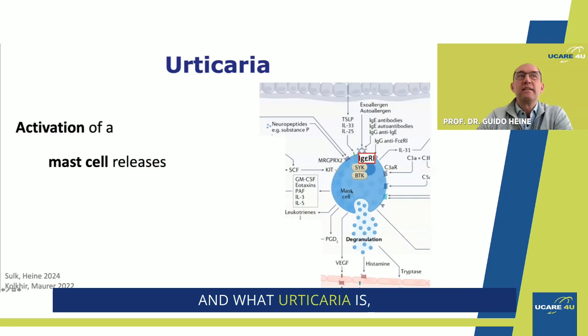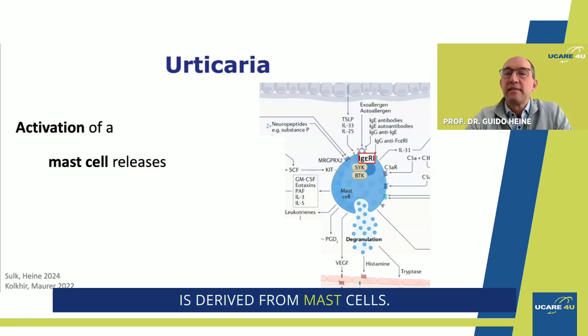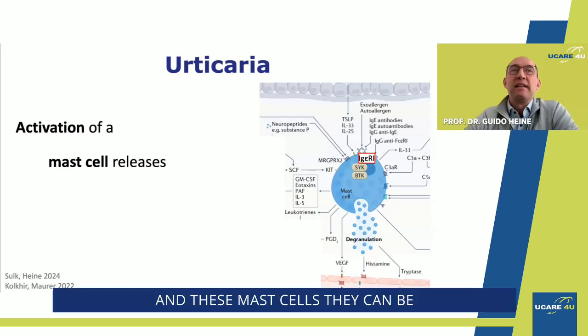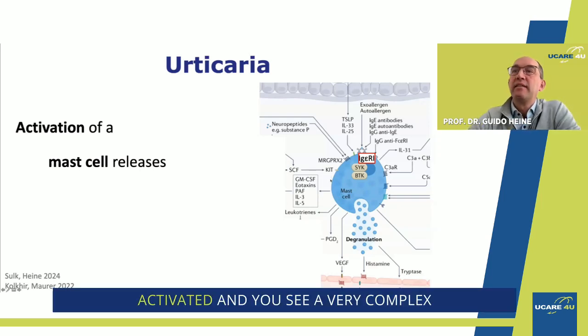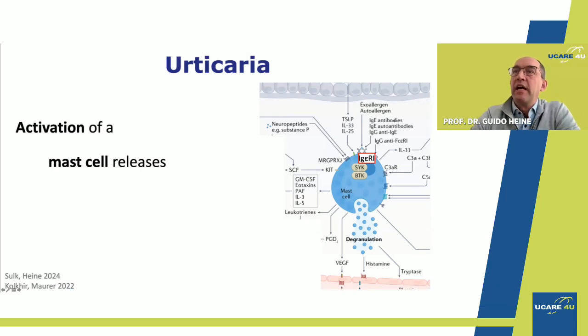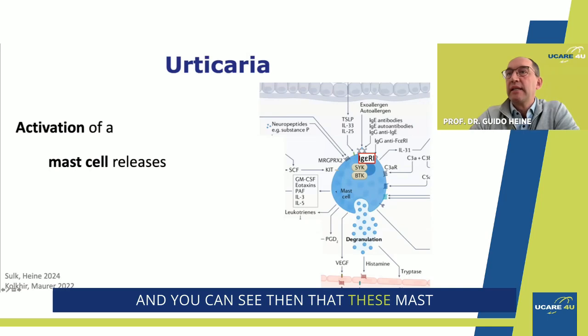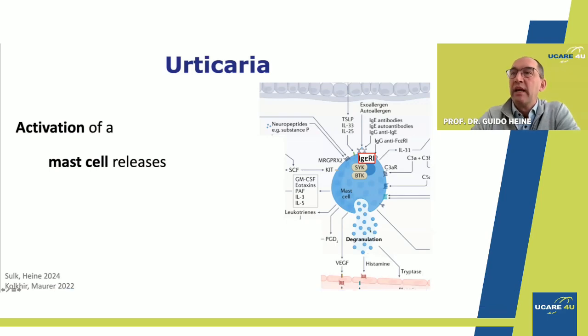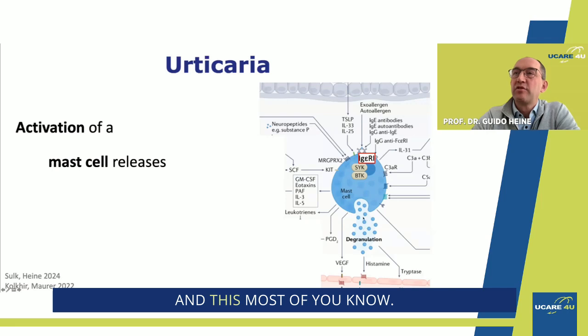And urticaria is derived from mast cells. Mast cells are cells which are in everybody's skin. And these mast cells can be activated, and you see a very complex picture from a contemporary article. You can see that these mast cells are loaded with granules, and if you activate them, they release them, and the most effects you know are derived from this histamine. And this most of you know.